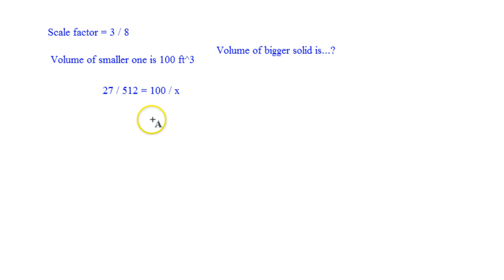And what I would do is cross multiply. So I would get 512 times 100, which would equal 27x. That's 51,200. So 51,200 divided by 27 is going to be 1,896.3 cubic feet, and that will be x.